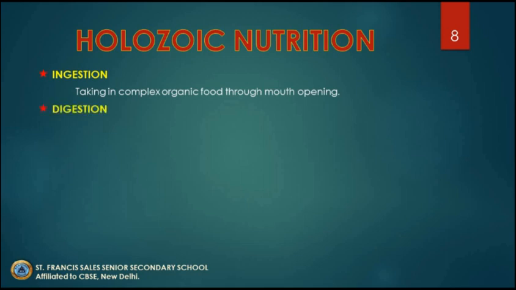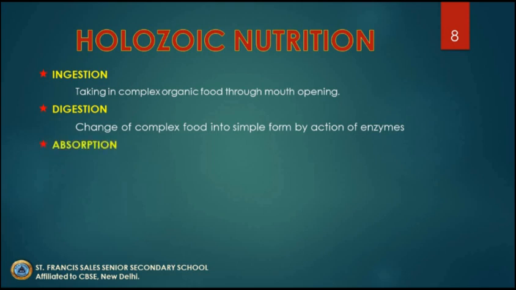Next one, as we said earlier, the food that we are taking is in a complex form. It should be broken down into a simpler form. That process is known as what? Digestion. That is, change of complex food into simple form by the action of enzymes. After the digestion, the complex food materials will be converted into simple form. And the next step is absorption. That is, the passing of the simple soluble nutrients through blood or lymph.